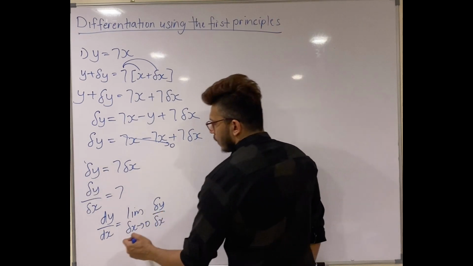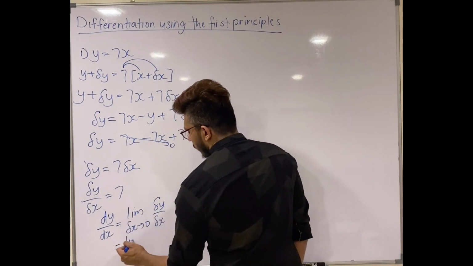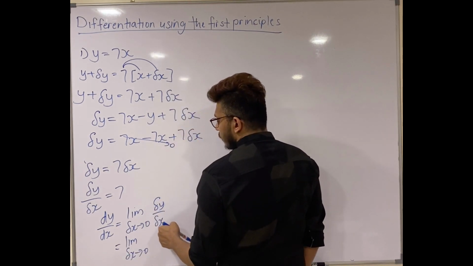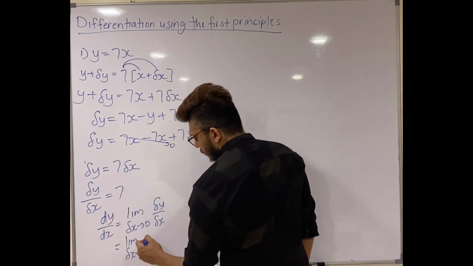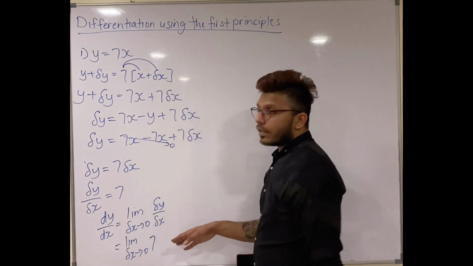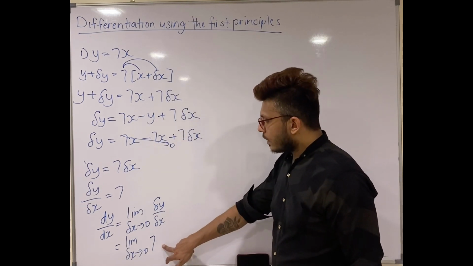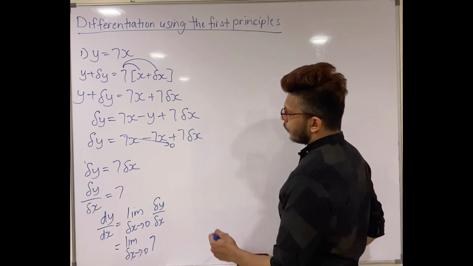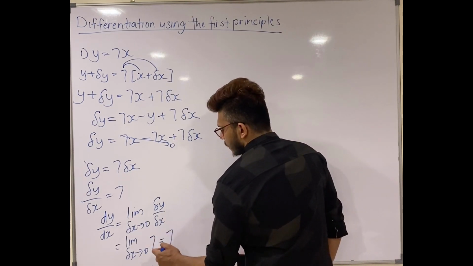So now we're going to write back limit as delta x approaches 0. What is delta y over delta x? 7. Now, do you have any numbers beside that? Do you have any delta x? If there are no delta x, you don't have to substitute 0 anywhere. The final answer is just going to be 7. That's it.